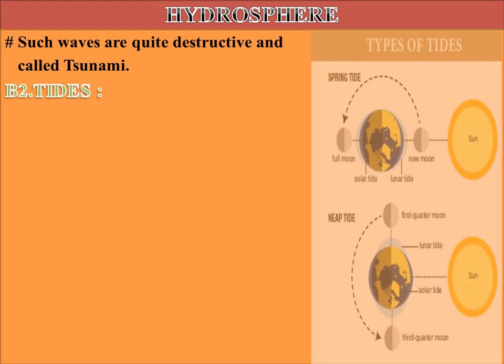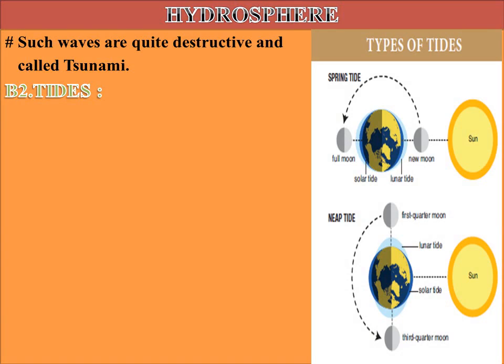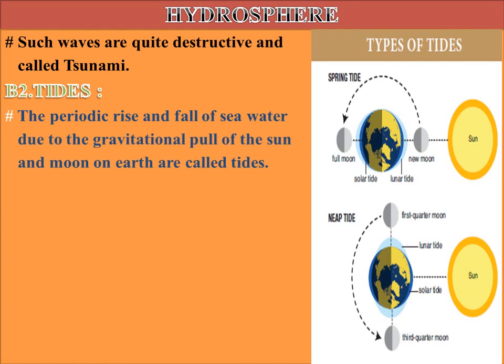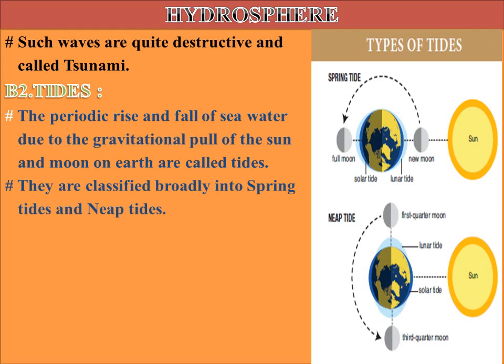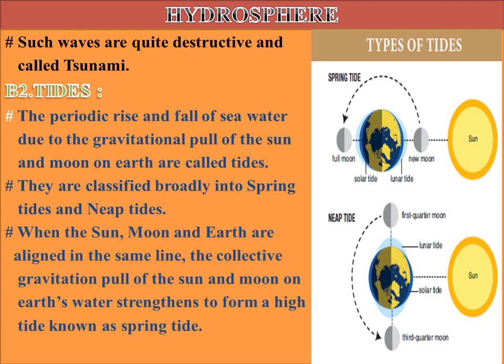The periodic rise and fall of the sea water due to the gravitational pull of the sun and moon on the earth are called tides. They are classified broadly into spring tides and neap tides. When the sun, moon and earth are aligned in the same line, I will show the picture on the right side of your slide.